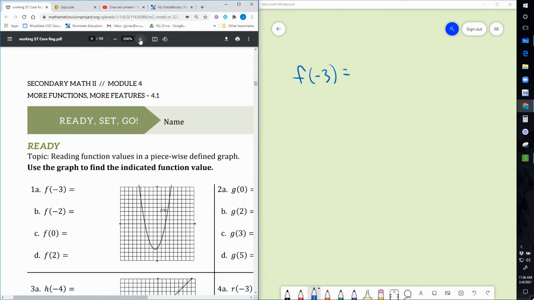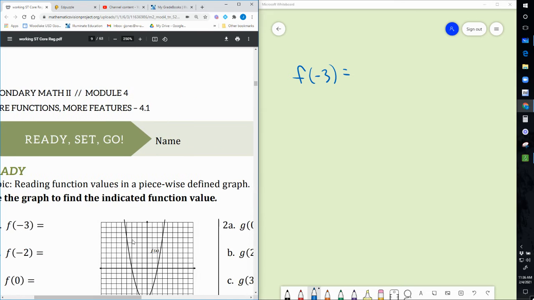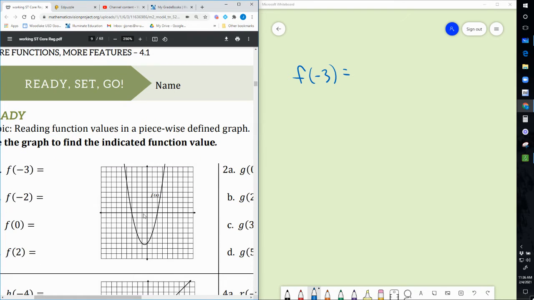So let's try it out. Zoom, zoom, zoom. All right, f of -3. So 1, 2, 3. Ooh, the answer was 0 there, right? So my y value is 0 whenever x is -3. Okay, so that's how you do all those. Find the y value whenever it gives you the x value by looking at the graph.